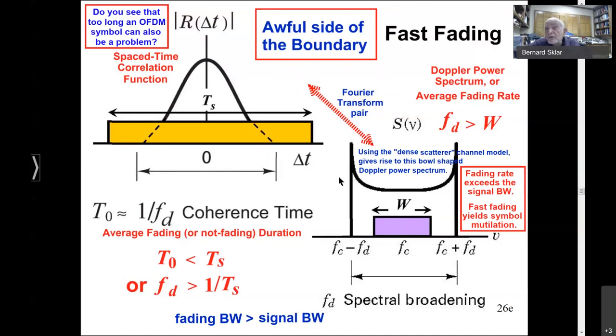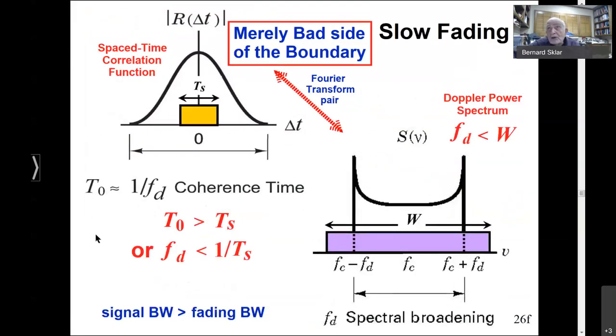And say the Fourier transform of that happening within this coherence time, where you would dearly love it to be merely bad, but it exceeds the coherence time, and you don't want that, because out here is where signals are working quite independently. So look at the slow fading, which is merely being on the bad side of the boundary, where the fading rate, this width right here, is going to be less than the bandwidth of your signal. And that puts the symbol time well within the coherence time.